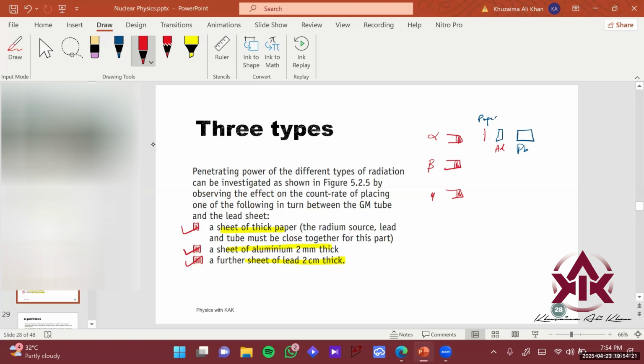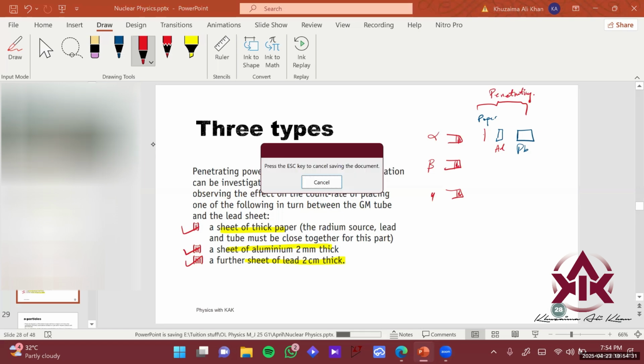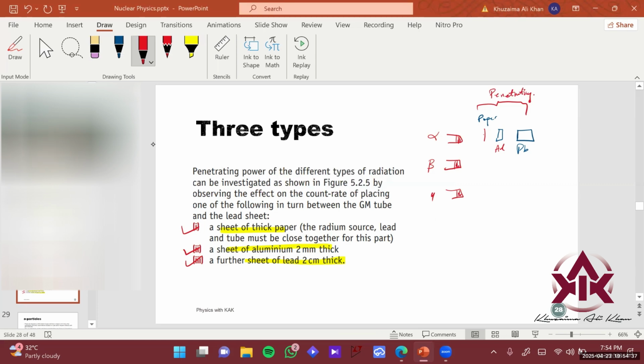So this experiment will give us the penetrating power, right? So if we can reduce using this experiment, we can identify, okay, this source is producing let's say beta radiation, this is producing alpha radiation, this is producing gamma radiation over here, right? Yeah. So let's start. Okay, let's start.